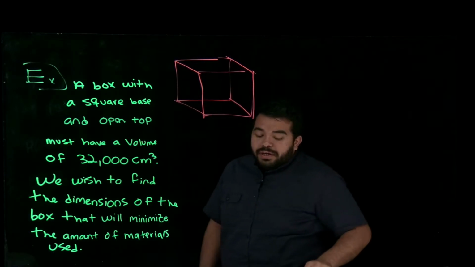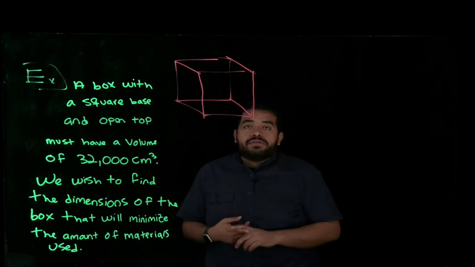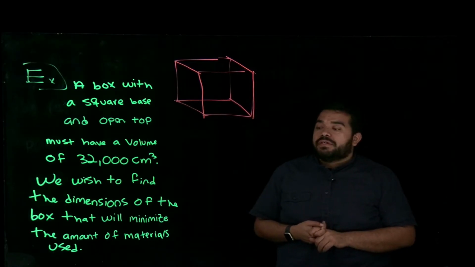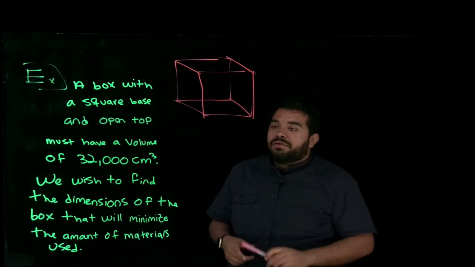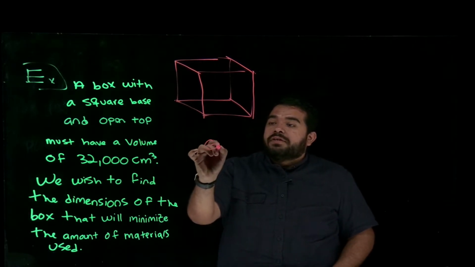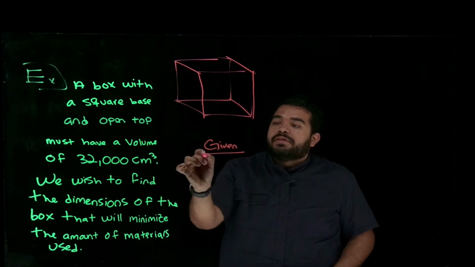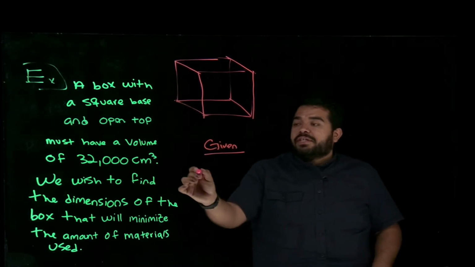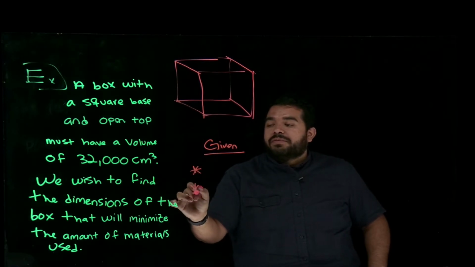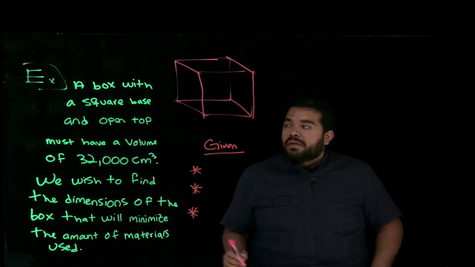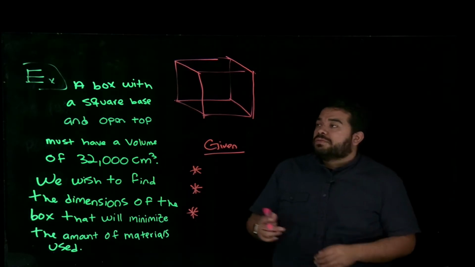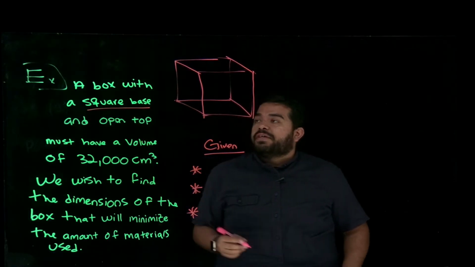Okay, so every time you see a problem like this, it is important to identify what is given to us and what we want to find here. For this, I'll go ahead and create a list. Given. What are some things here that are important that might help me with finding a solution? The first thing that I see that can be helpful is that we need to have a square base.